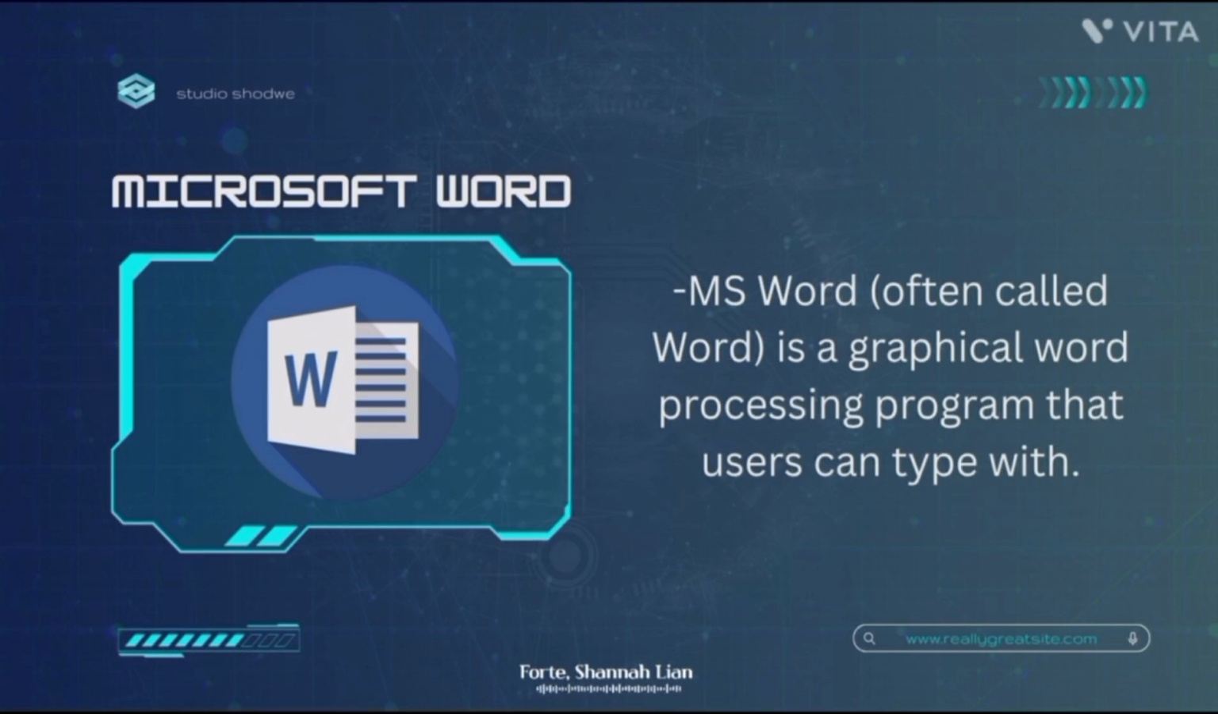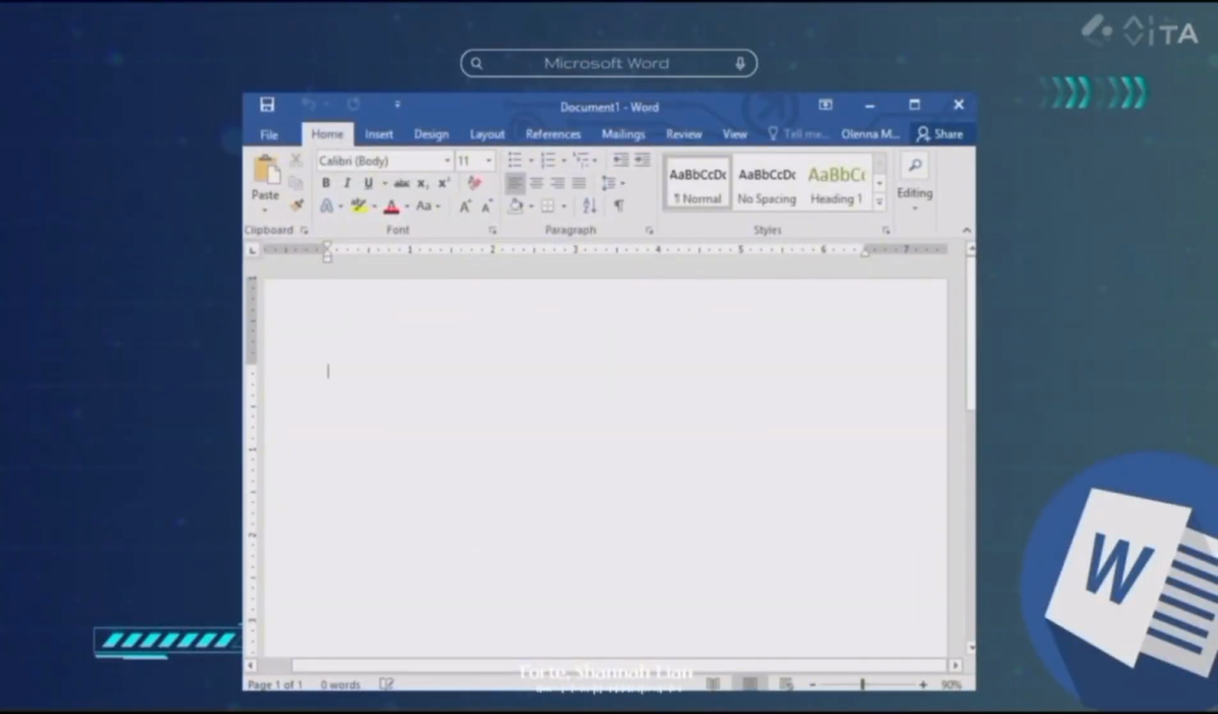Microsoft Word or MS Word is a graphical word processing program that allows users to type, edit, and design professional-looking documents. The main parts of Microsoft Word are Quick Access Toolbar. It gives easy access to commonly used commands. Next, Ribbon tab, where the main tools and features are located. Next, Title bar, shows the name of documents.